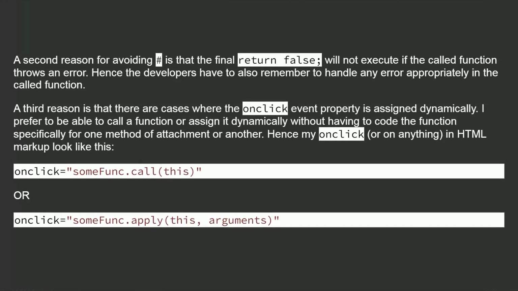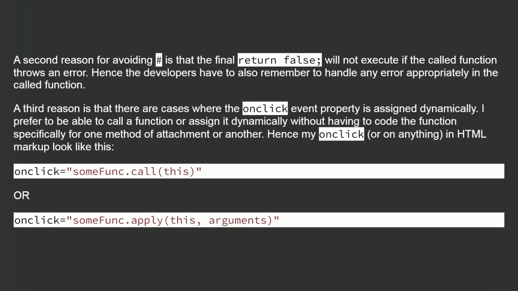A second reason for avoiding hash is that the final return false will not execute if the called function throws an error. Hence the developers have to also remember to handle any error appropriately in the called function. A third reason is that there are cases where the onClick event property is assigned dynamically. I prefer to be able to call a function or assign it dynamically without having to code the function specifically for one method of attachment or another.